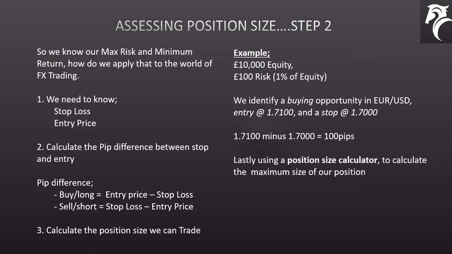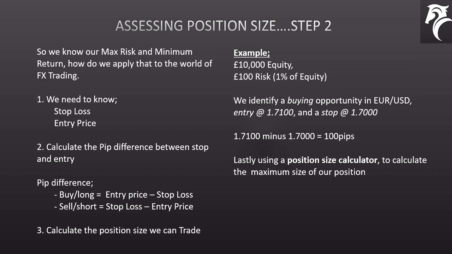So now that we understand what percentage of our capital we can risk per trade, what's next? And the next step is where we merge the maximum risk amount we can take per trade with a stop loss in order to calculate how big of a position we can trade to stay within our risk limit.